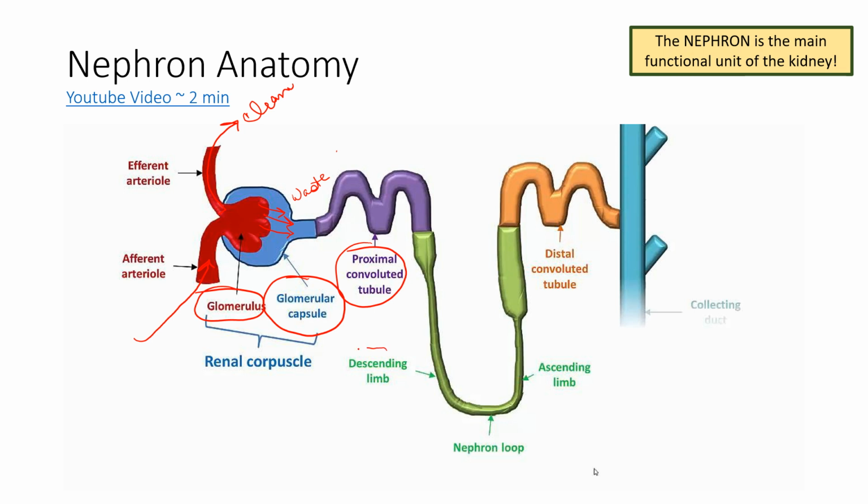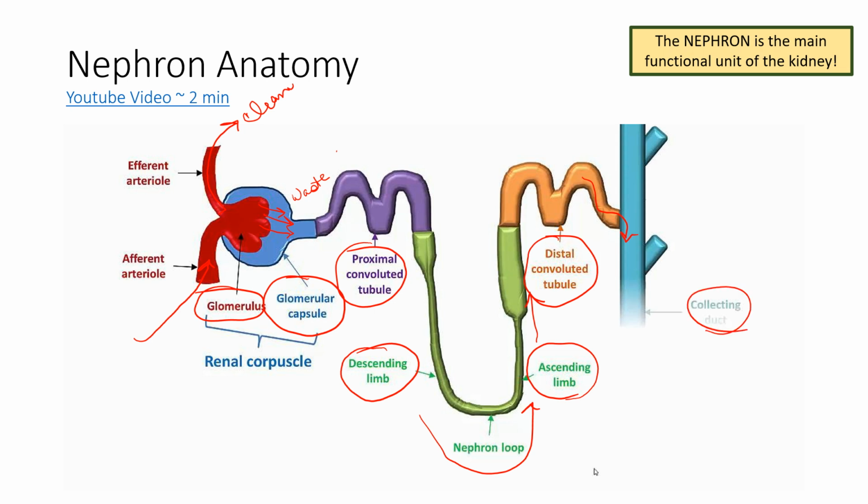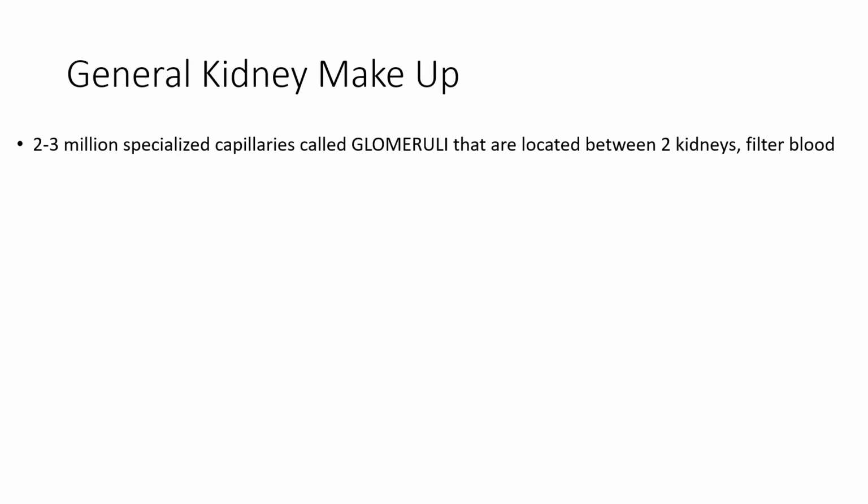Then from there, it's going to go into the descending limb of the loop of Henle, come around and enter the ascending limb of the loop of Henle, where it's then going to enter into the distal convoluted tubule. Distal because it's further away from the glomerular capsule or the renal corpuscle as the urine is traveling, right? Convoluted because it's all twisted. And then that will dump into the collecting duct, which will again empty into the ureter, going to the bladder and out the body. So the nephron here is the main functional unit of the kidney.